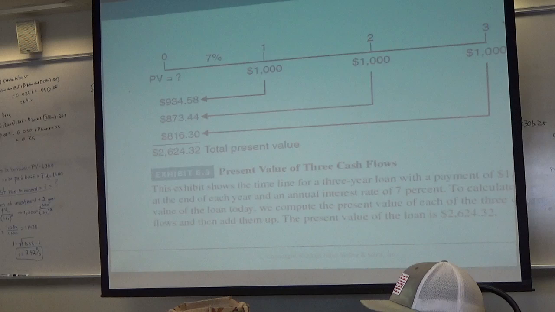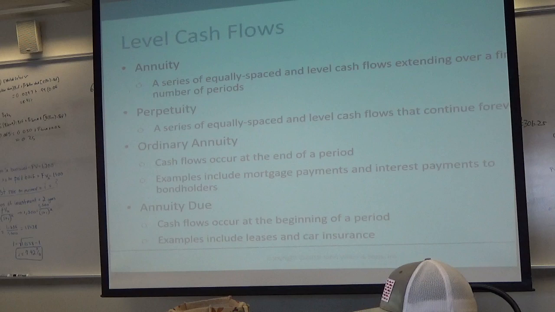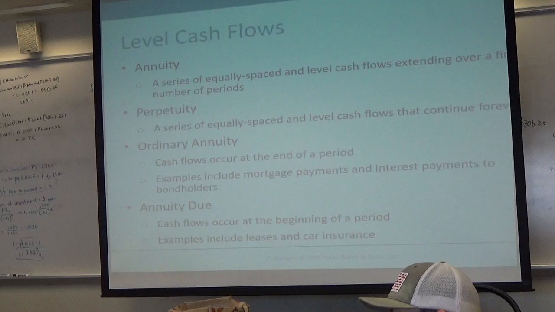So level of cash flows, there are 4 different types. Annuity, which is a series of equally spaced and level cash flows extending over a finite number of periods. Perpetuity, a series of equally spaced and level cash flows that continue forever. The ordinary annuity, which is cash flows occurring at the end of the period, and examples of this include mortgage payments and interest payments to bondholders. Annuity due is cash flows occurring at the beginning of a period, and examples of these are leases and car insurance.